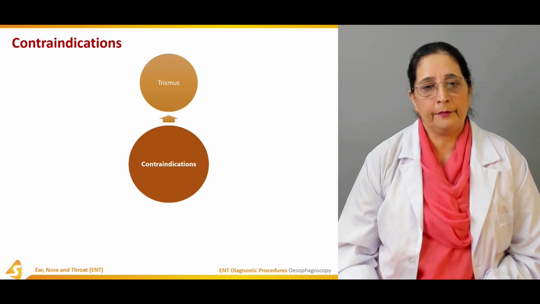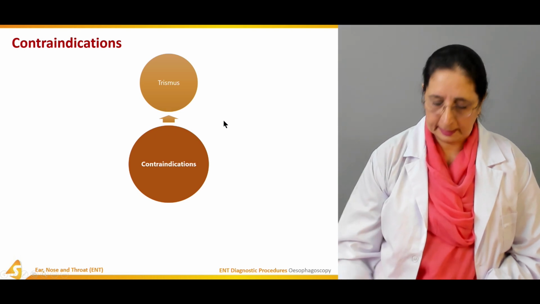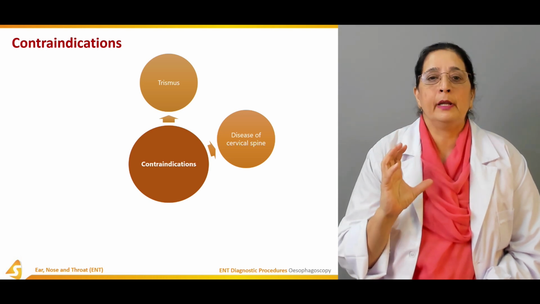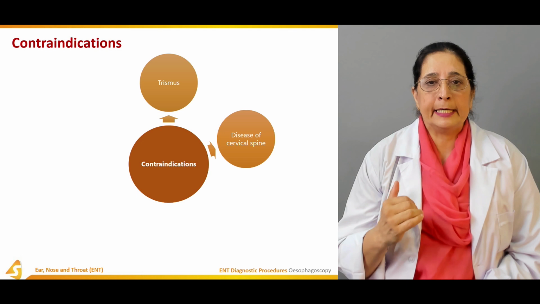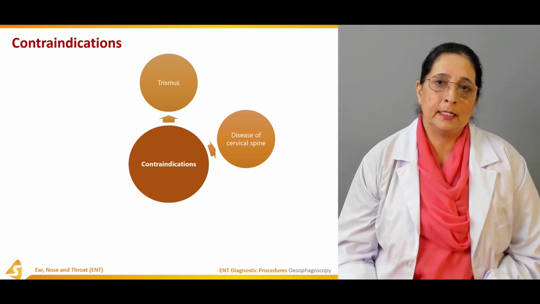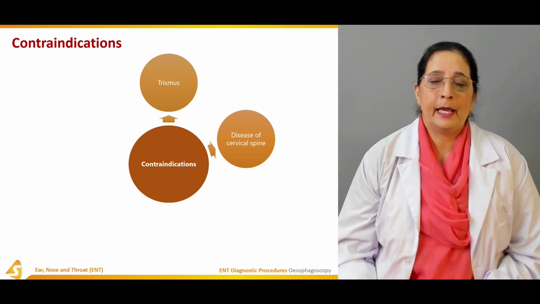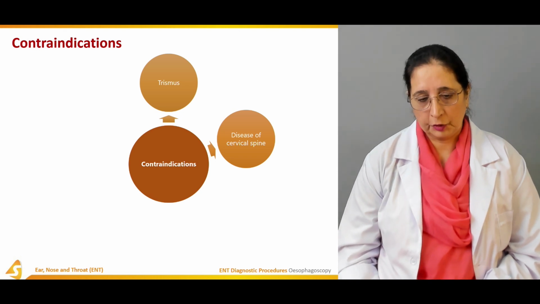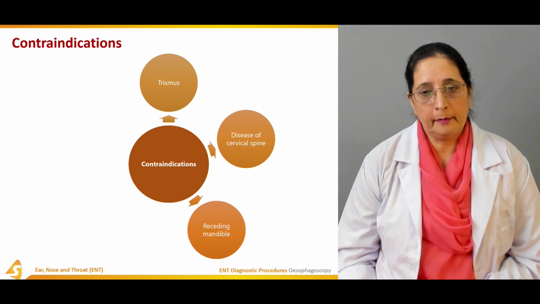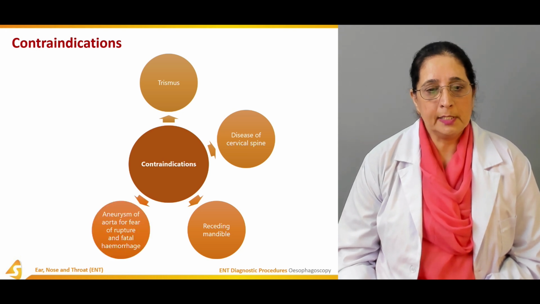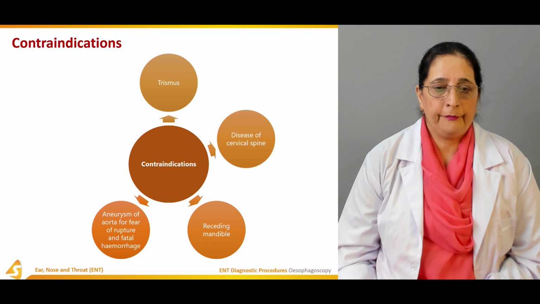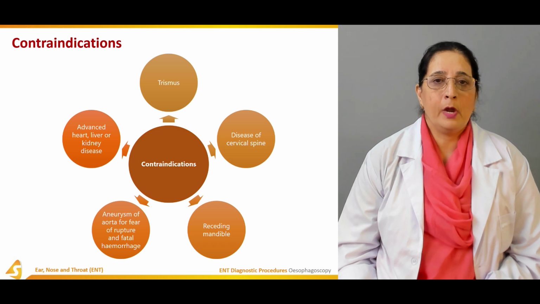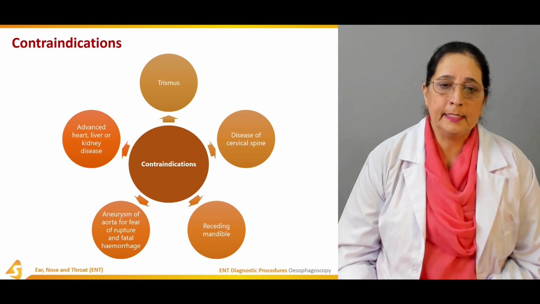Contraindications of rigid esophagoscopy: trismus if present. Disease of the cervical spine, as I already mentioned; whenever extension of the neck is needed and there is a disease of the cervical spine, that's a contraindication because we can further aggravate the condition. Receding mandible. Aneurysm of aorta, for fear of rupture and fatal hemorrhage. Advanced heart, liver, or kidney disease.